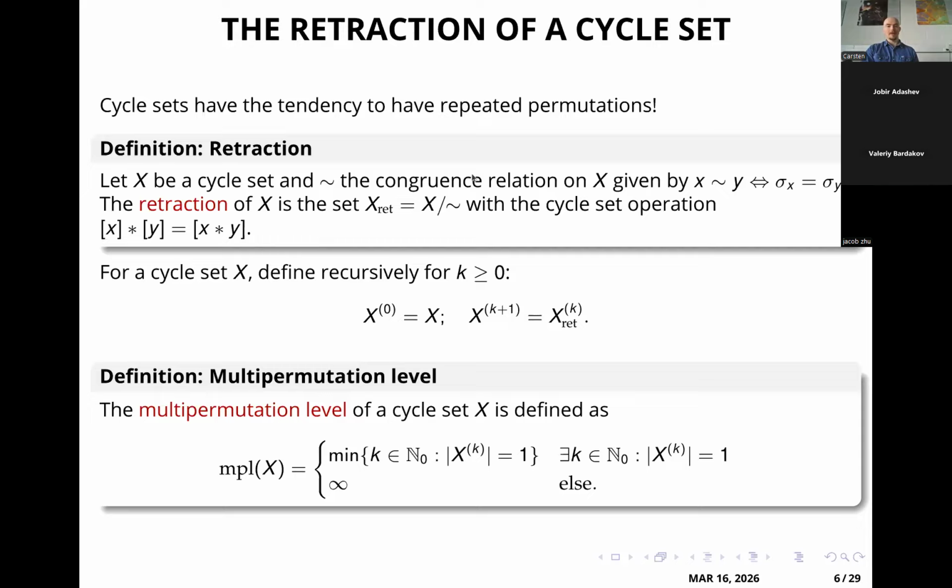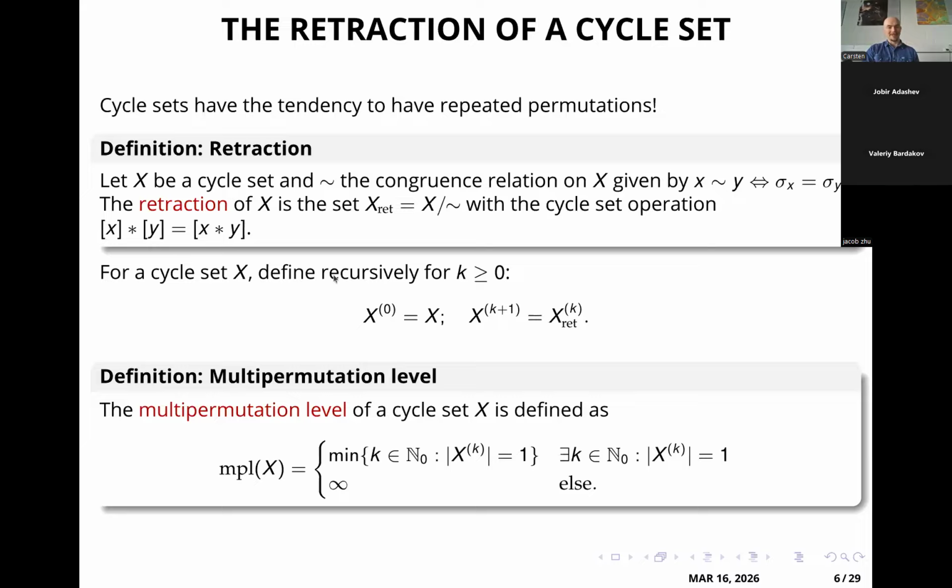And it turns out that if we factor out this relation, we again get a cycle set. So it's a genuine congruence relation. The result of factoring out the relation is called the retraction. And it turns out you can not only do this once, you can often do this a few times. And so we can define the so-called retraction series.